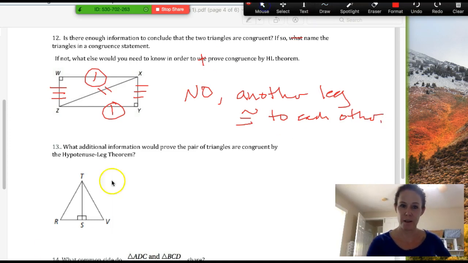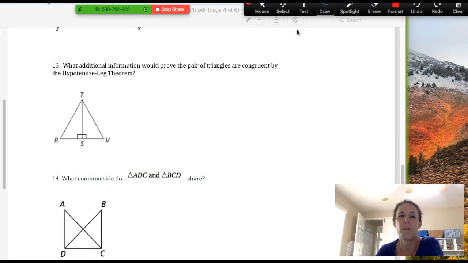All right, on to number 13. What additional information would prove the pair of triangles are congruent by the hypotenuse-leg theorem? So once again, let's look at this one. We have right triangles. And we know this side would be congruent to itself because these triangles share this side. So what we don't have is the hypotenuse congruent to the other hypotenuse. We would need to know the hypotenuses are congruent.